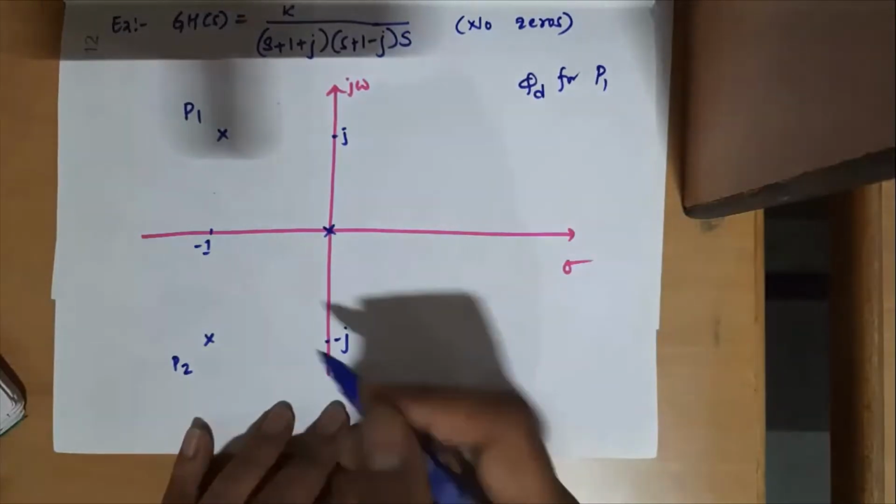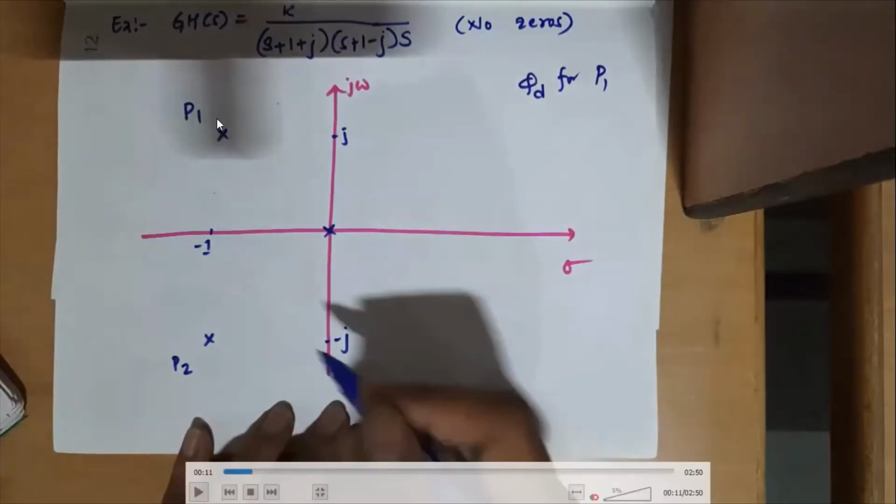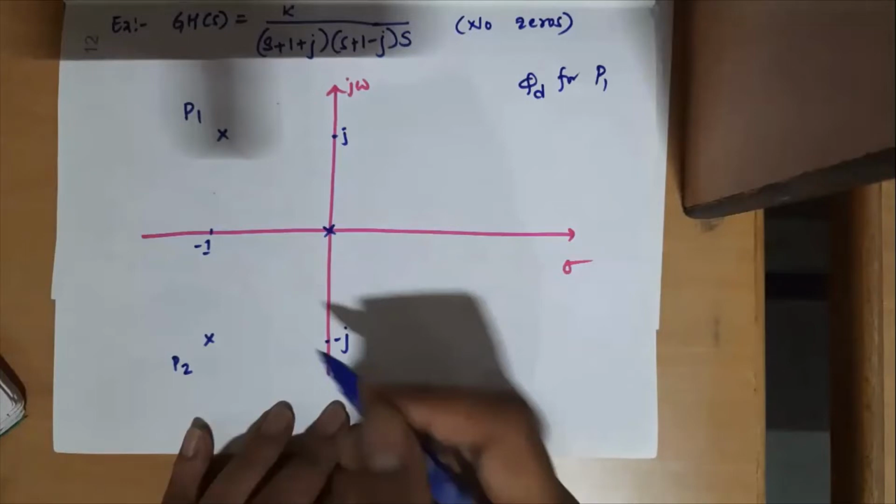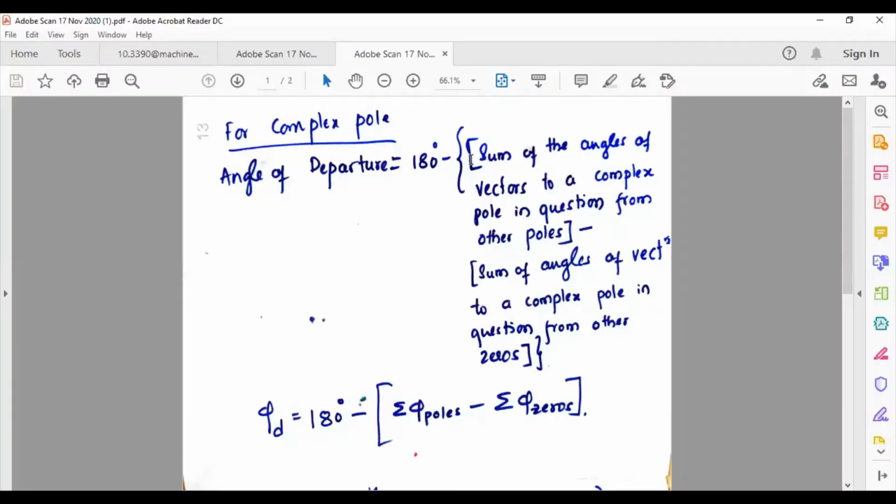So I will find the angle of departure for P1. Now if you look at the expression or the formula for angle of departure, we have angle of departure equal to 180 minus sum of the angles of the vectors to a complex pole in question. Now our complex pole in question is P1, and we need to find the angles of the vectors drawn from other poles to P1.